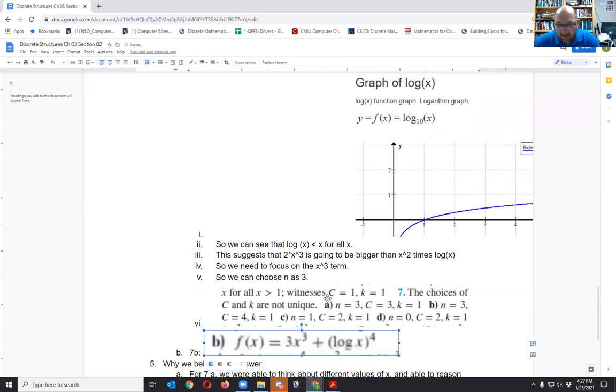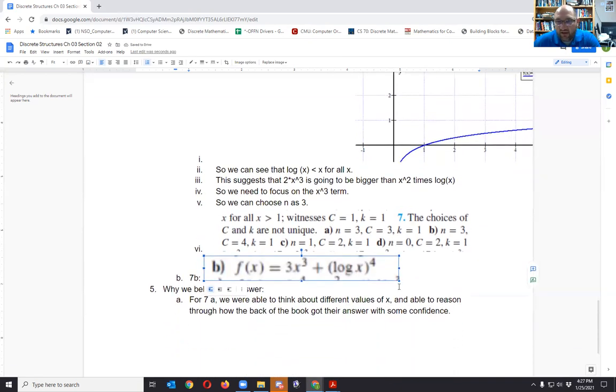Make this a little bit easier to read for me. Okay. 3 times x cubed plus the log of x to the fourth. So the question is, which one of those is going to grow faster? All right.